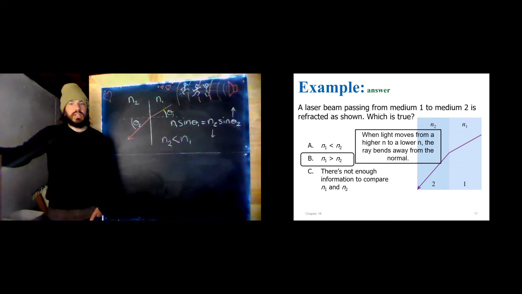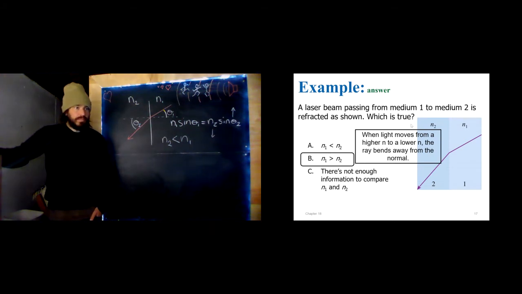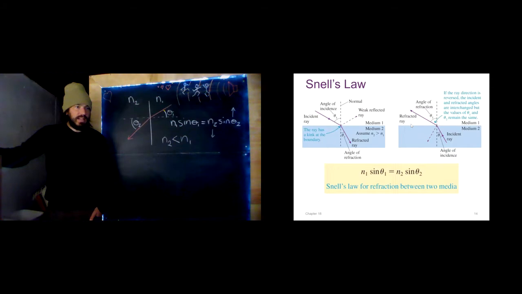Now the opposite is true also. When light moves from a lower n to a higher n, the light ray bends towards the normal. And again, we can see that in this image here. Here we see a light ray moving from low n to high n, it bends towards the normal. Here we see it moving from high n to low n, and it bends away from the normal.